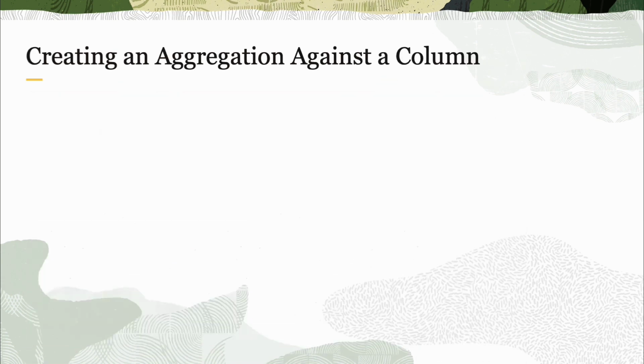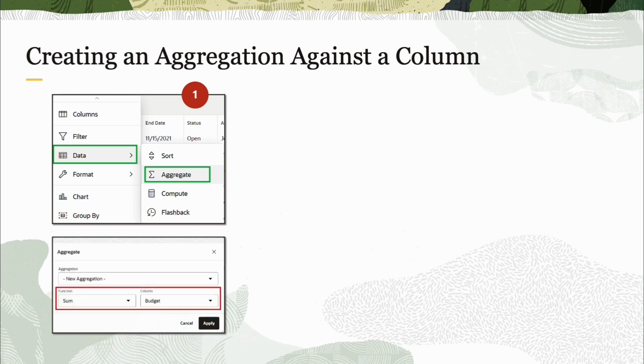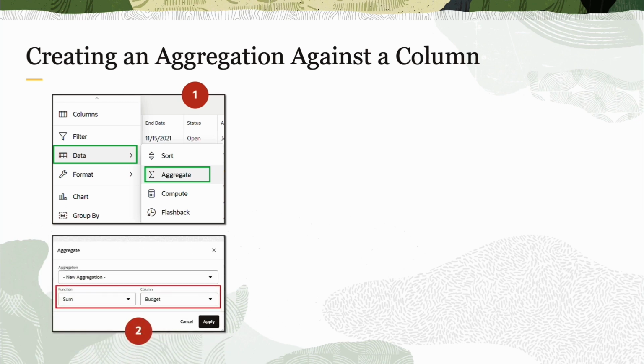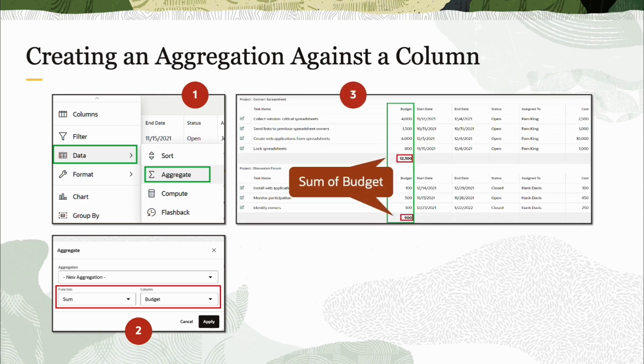You can also create an aggregation against columns in interactive reports. To do that, go to the Data option available under Actions menu and select Aggregate. This opens up the Aggregate dialog. Here, you can select the function and the column on which you want to apply the aggregation function. Once this is done, click on Apply to see the aggregation being calculated for that particular column.